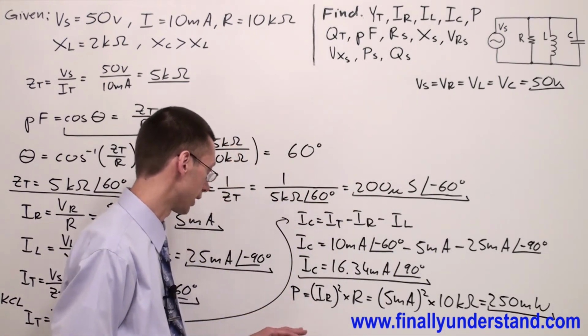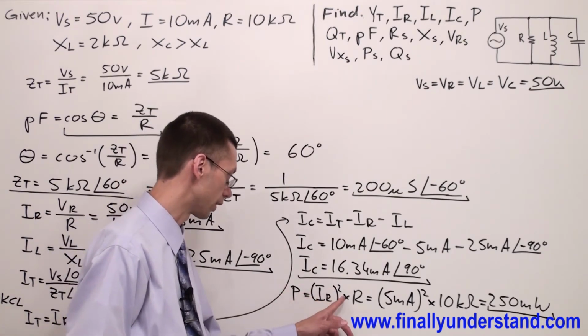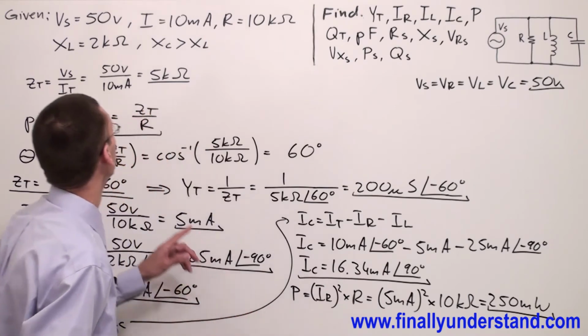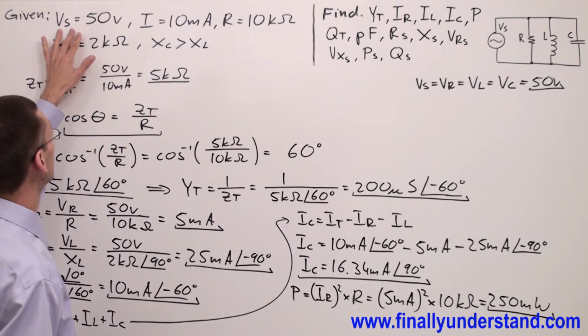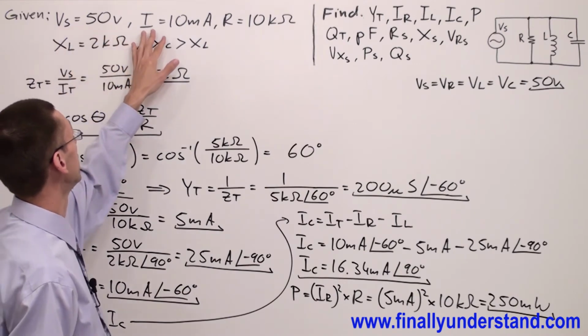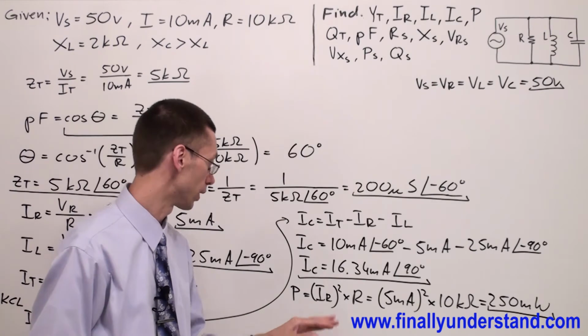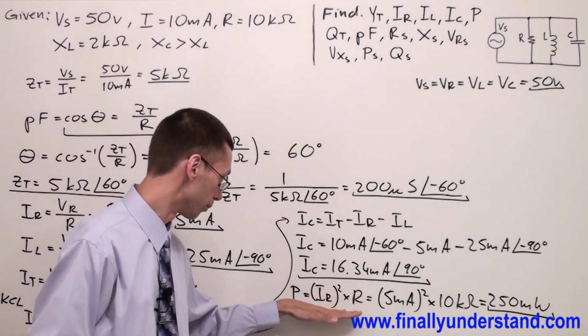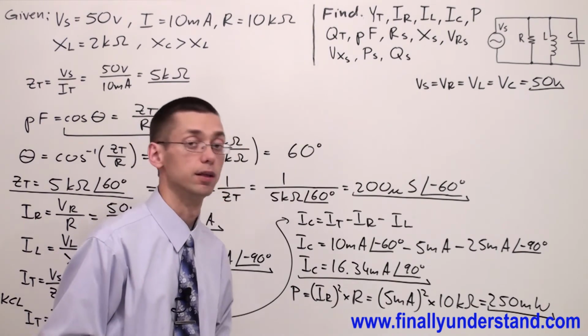Please notice that I use the formula for power, P is equal IR squared times R, because the problem is not telling me that voltage source is peak or peak to peak and the current is peak or peak to peak, so I assume that both of them are RMS. That's why I'm using this form of the formula to find the power.